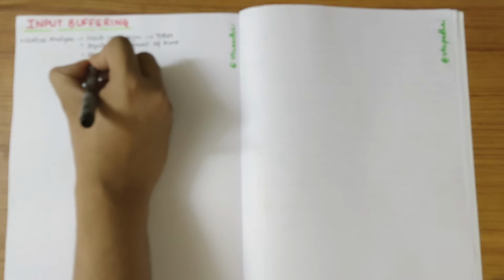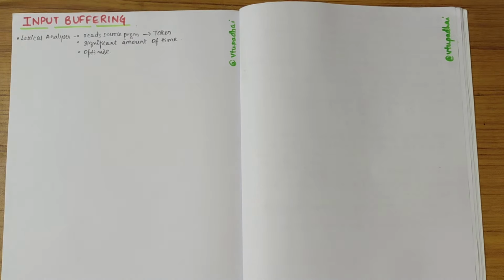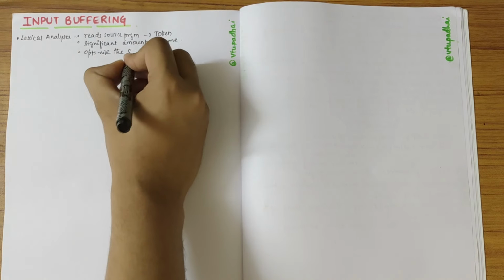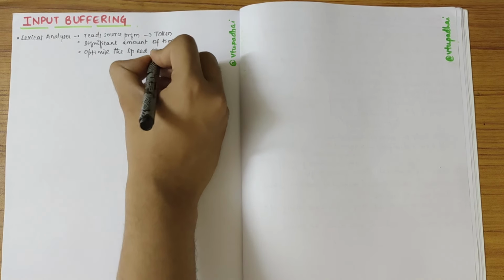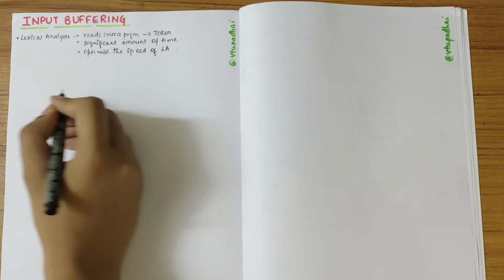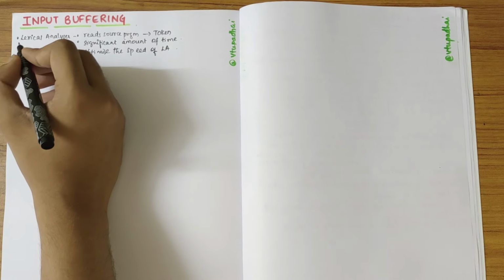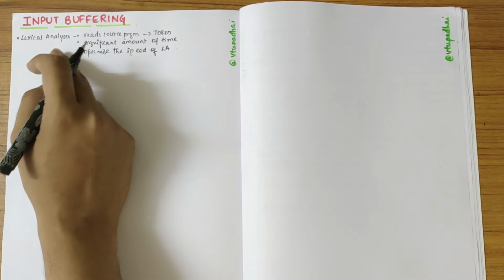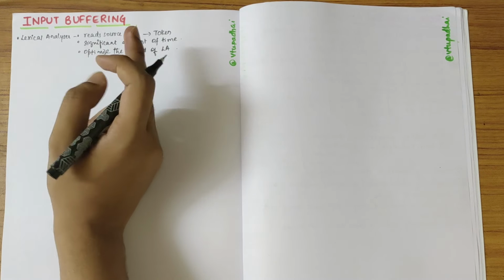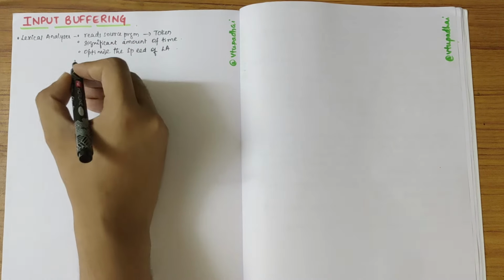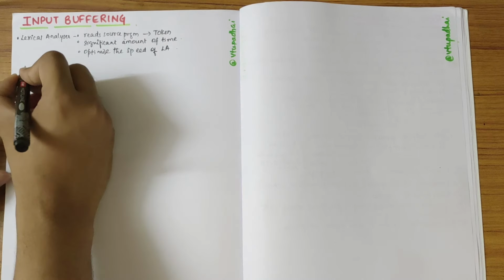So it's very important to optimize the speed of the lexical analyzer. One more thing is that the lexical analyzer often needs to look ahead by one or more characters to identify the correct lexeme. So let's consider an example.